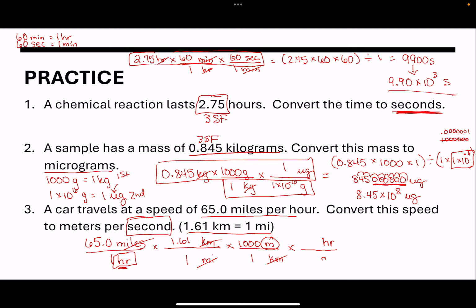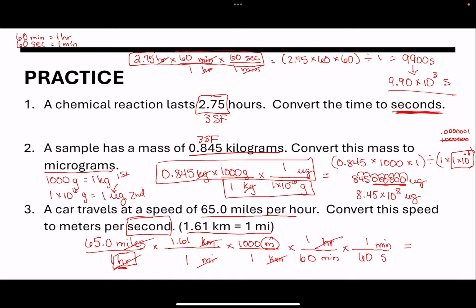And again, we know easily our minutes to hours. So we're going to say 60 minutes in 1 hour. Notice that gets rid of our hours, and now we have meters per minute, but again, we want meters per second, so we're going to keep going, and we'll put minutes here and seconds here. We have 60 seconds in 1 minute.